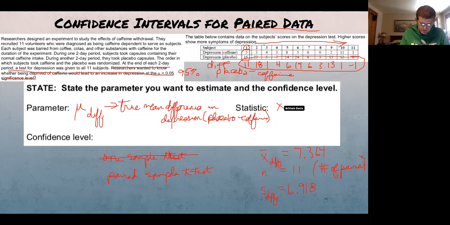I'll just put it up here. X bar sub diff, which is going to be 7.364. There it is. And our confidence level for this is going to be 95%.